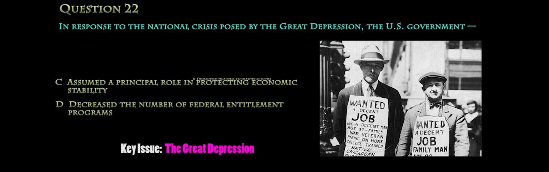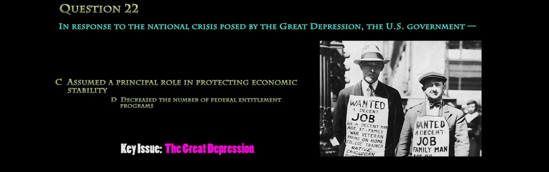C. Did the government assume a principal role in the economy? Yes, the government became very active in managing the economy. D. Were entitlement programs decreased? No, programs like Social Security were created. C is the best answer.